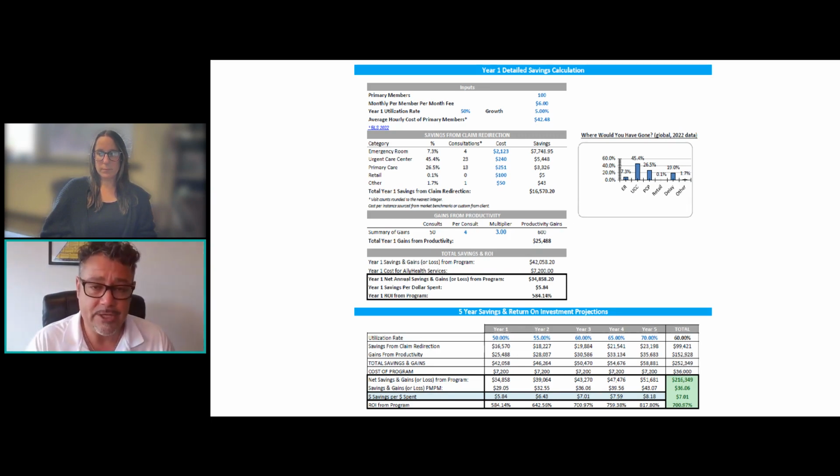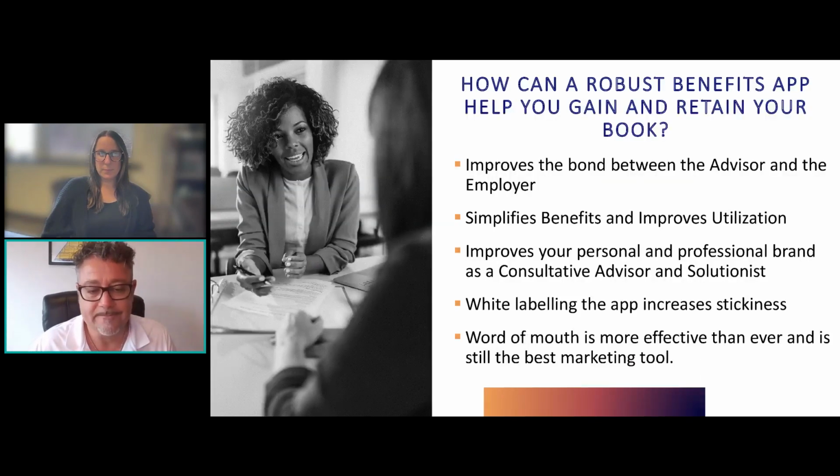But again, make sure you're asking those questions of that app provider. Will you help me drive utilization? Will you help me get better engagement? And ask how they're going to do that. And that is a great opportunity to get that understanding and provide the best technology for your groups and also provide the best ROI for that employer as well.